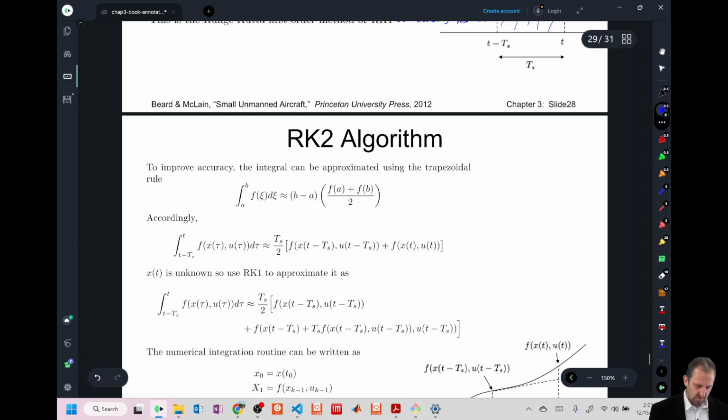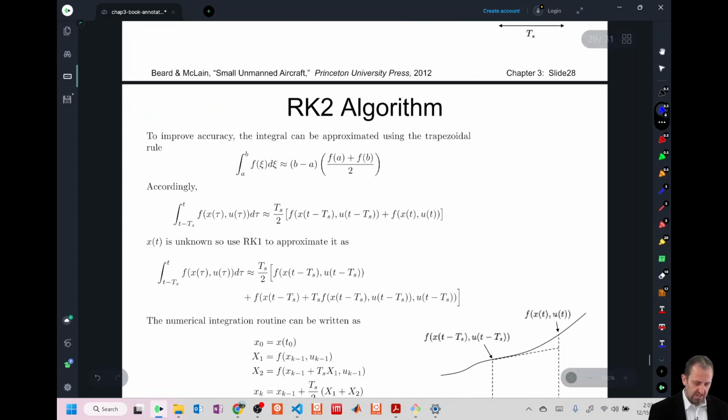Again, we can use the trapezoidal rule for integration.